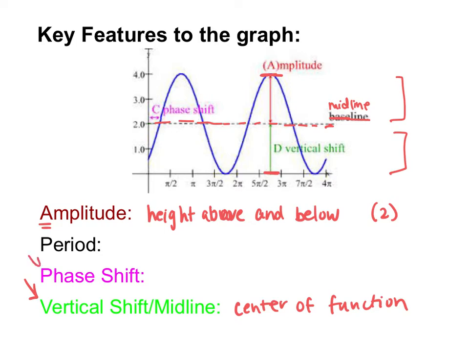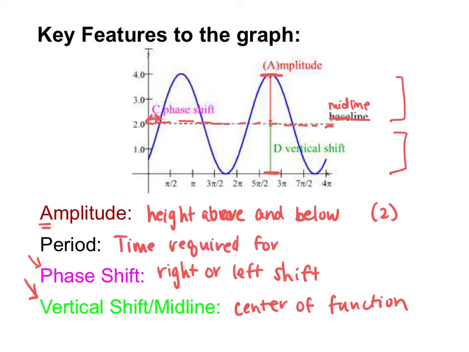I'm going to go to this one here, the phase shift. The phase shift is the right or left shift of the function. And the period is the time it takes for one full cycle. So, time required for one full cycle.